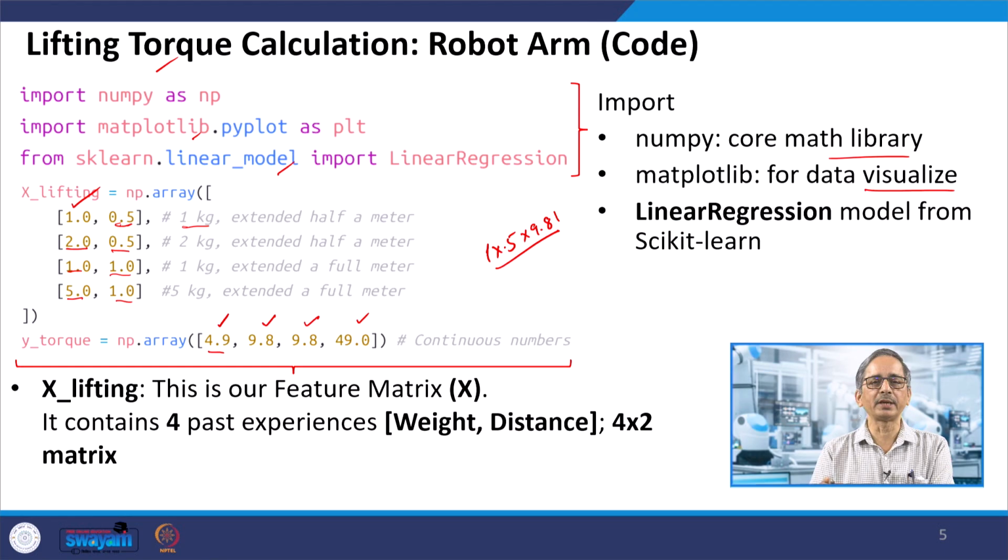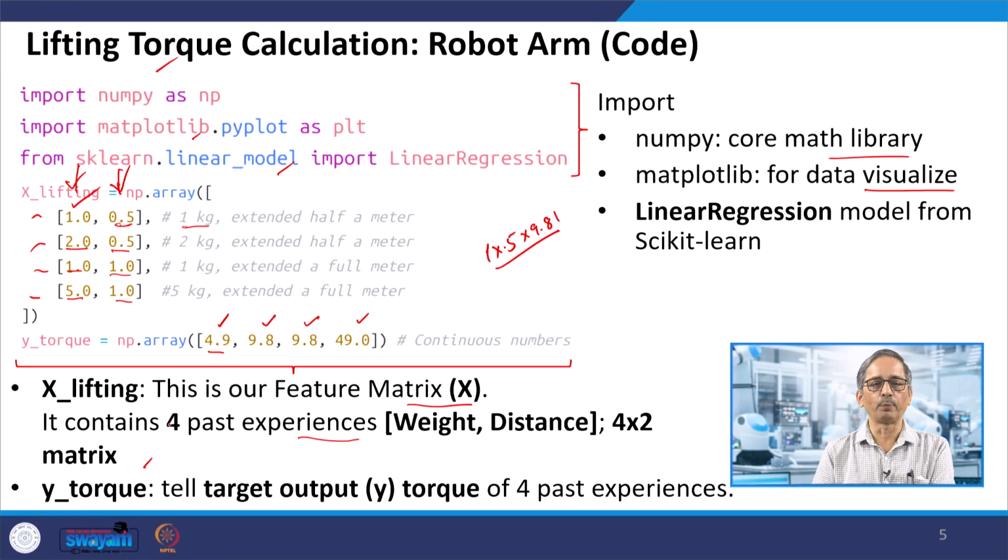Here you see this is our feature matrix X, and it contains 4 past experiences. My input data is 4 cross 2, that is 4 rows, 1, 2, 3, 4, and 2 columns, the first column and the second column. That is the output torque of the 4 past experiences.